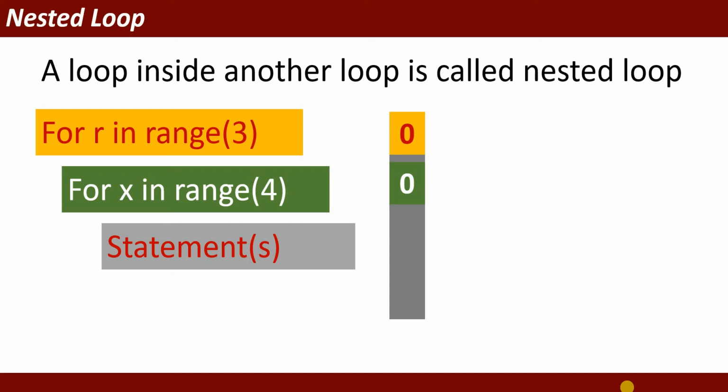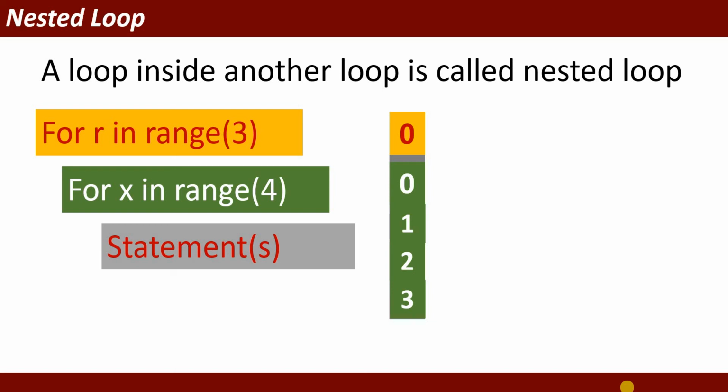If you take this example, the value of r, the outer loop value, is 0 while the inner loop value is 0. Now the outer loop value is 0, the inner loop value is 1. The inner loop value is 2 and the inner loop value is 3. Now the inner loop will not execute more, because its maximum is from 0 to 3. Now the inner loop has finished.